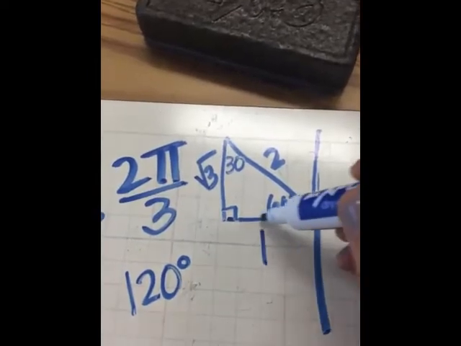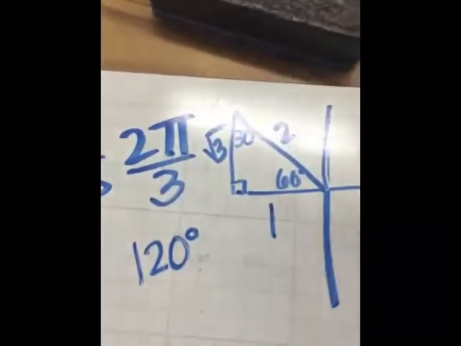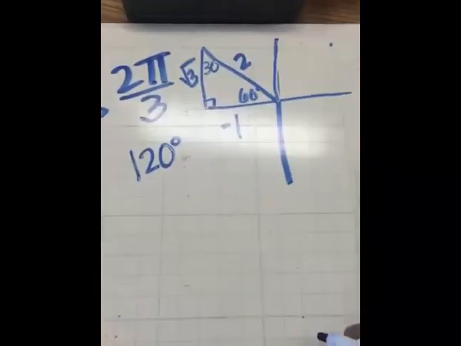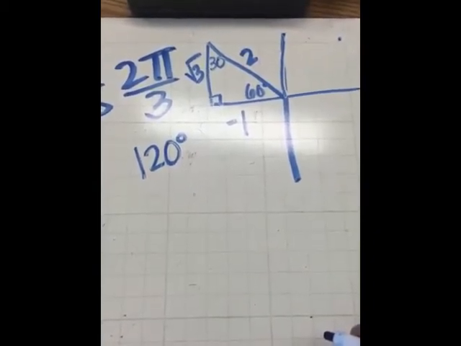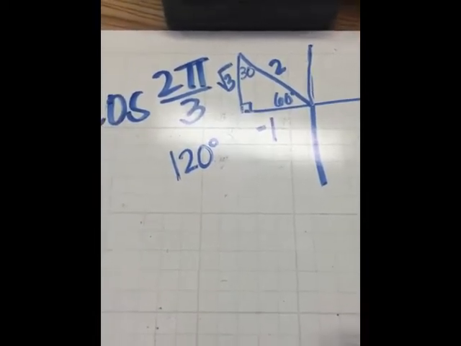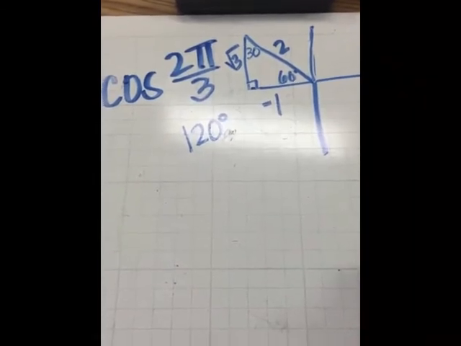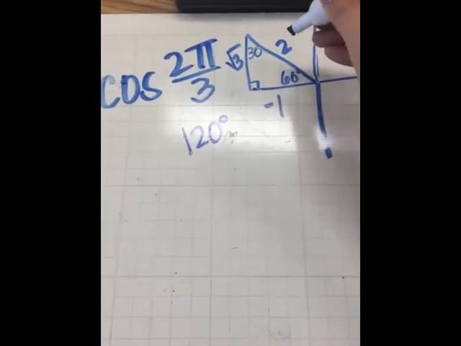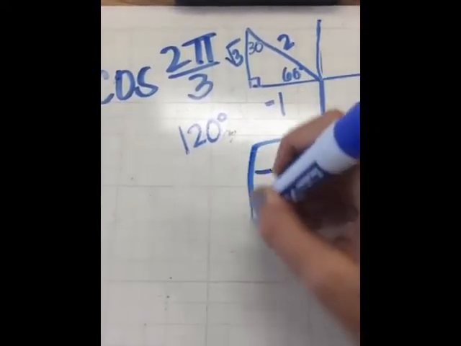Except we are now on the left side of our y-axis. So all of these x values over here are negative. So this is actually -1. And this makes sense because cosine is negative in the second quadrant. So we have our right triangle created. Now we're trying to find cosine of 2 pi over 3. Cosine is adjacent over hypotenuse, -1 over 2.